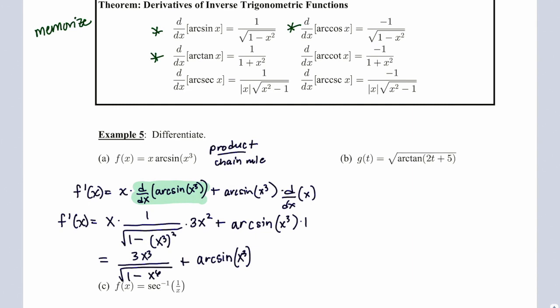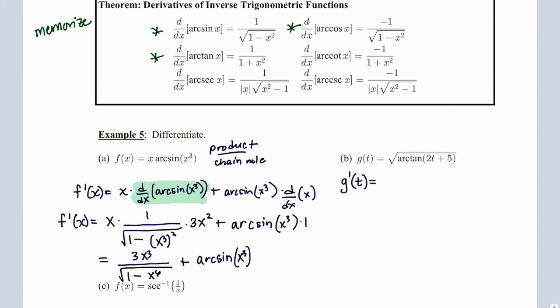All right, next one we have, this time just a composition. There's not multiplication anywhere, there's not division anywhere, but the composition has 3 layers instead of just 2. We have a square root function on the outside, arctangent in the middle, and then 2t plus 5 as the innermost function. So when we do this derivative, we're going to have 3 factors.